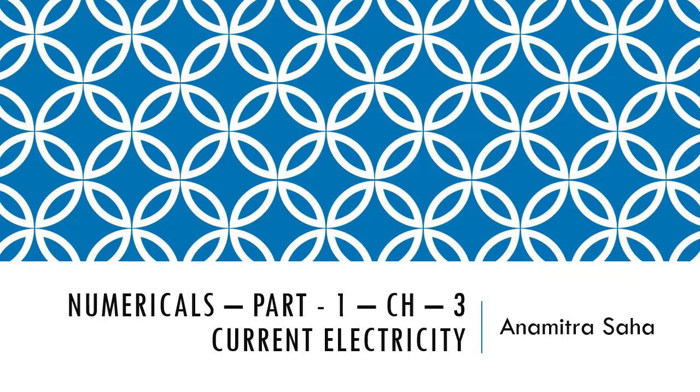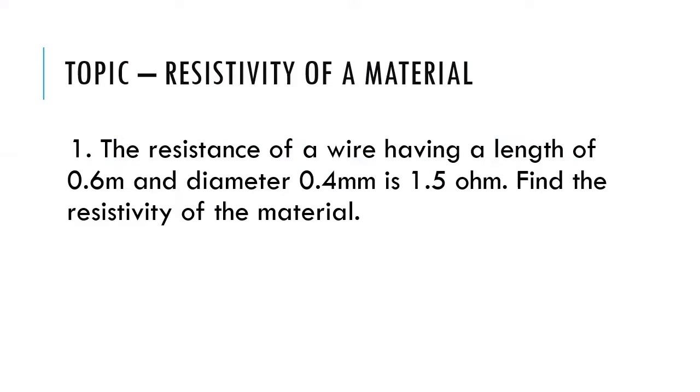Hello everyone. So today we'll start with the numerical part for chapter 3, current electricity. In this first part we will take only a few topics, and then we'll try to solve the other topics for the numerical in the next part. So today's topic 1, resistivity of a material.